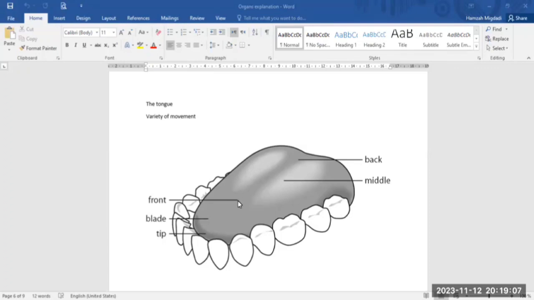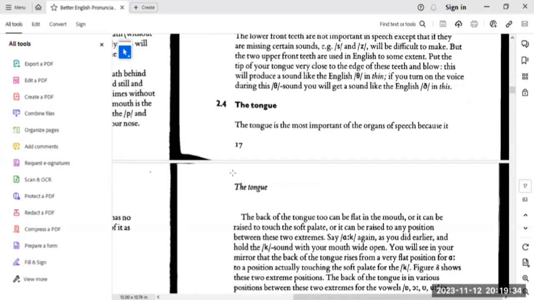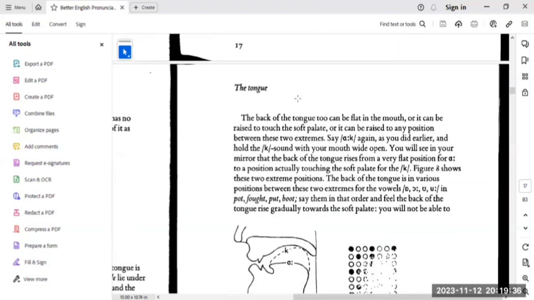It can be flat as well. You know what I mean by flat, right? Yes, straight, open on the mouth. Flat. Okay. So these are the main important points about the tongue, by the way. Now we have some figures and examples. We can think about them.